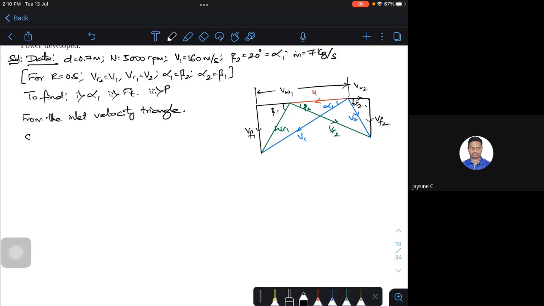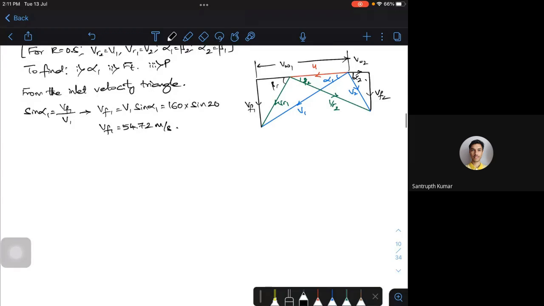So we have sine alpha 1 is equal to Vf1 by V1, or Vf1 is equal to V1 sine alpha 1, that's equal to 160 into sine 20. So therefore your Vf1 is equal to 54.72 meters per second. This is what I am getting from my calculator. So you can cross check if some numbers are missing. Correct, sir. Yeah, 54.72. So cos alpha 1, same thing.